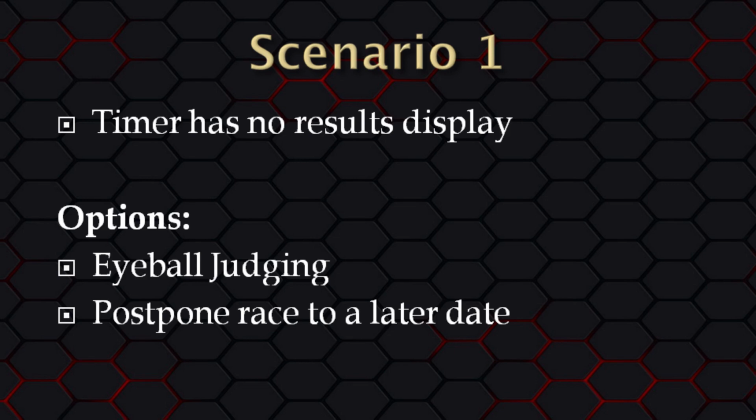Those timers are attractive because of their low cost, however, the lack of a results display can really come back to bite you. If your timer has a results display of some kind, then you have better options to get through your race. If your timer doesn't have any type of results display, but you want to trudge on, then check out scenarios 3 and 4, which we will go over in a bit.